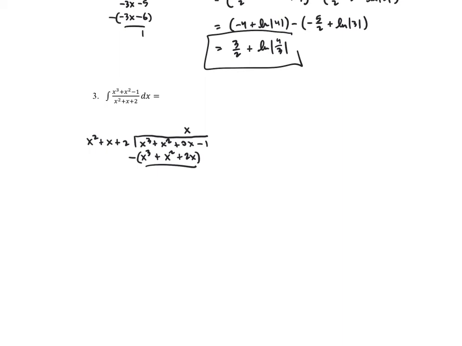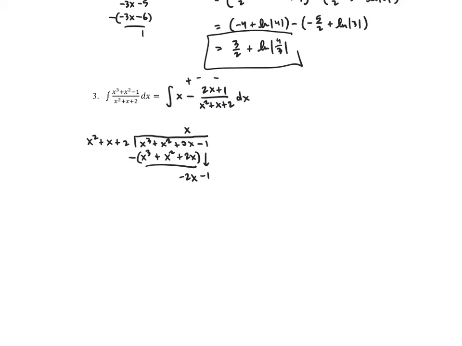Okay, it looks like the x cubes and x squareds reduce. I get negative 2x, and I drop down to negative 1. And, of course, x squared doesn't go into that, so I'm going to leave that as is. Therefore, this will be the integral of x minus (2x plus 1) over (x squared plus x plus 2) dx. Okay, so this is one way to write it. Or I could write plus and then put a minus here and a minus here, but I'm not going to do that.